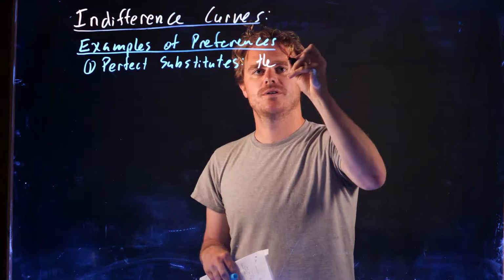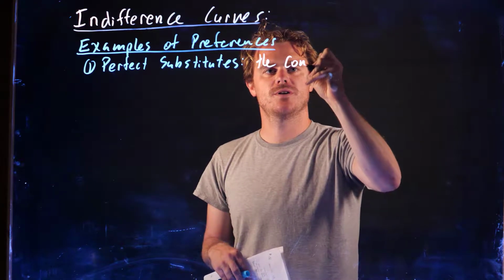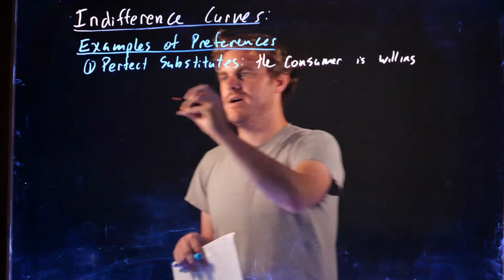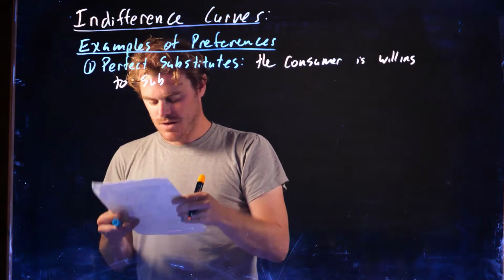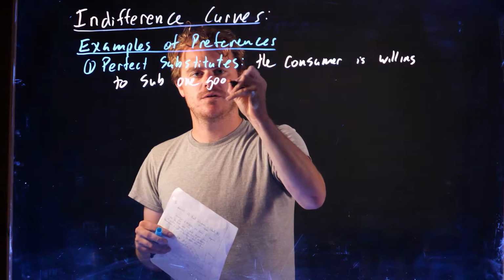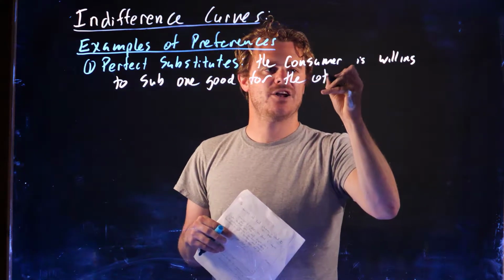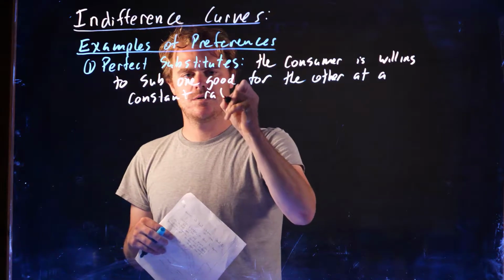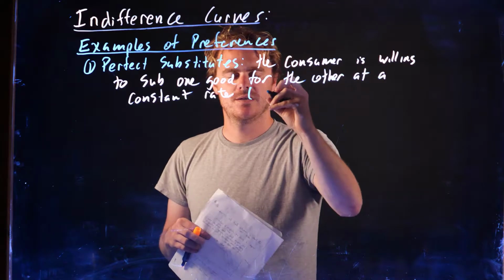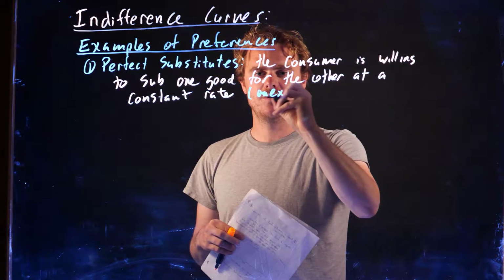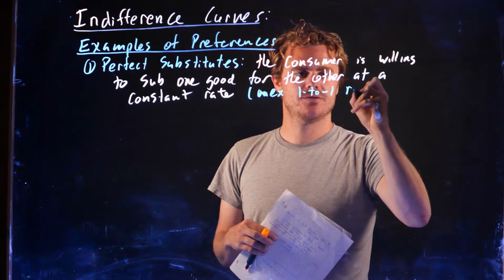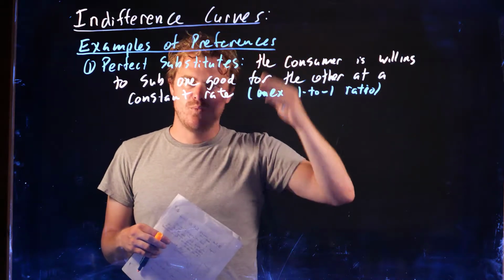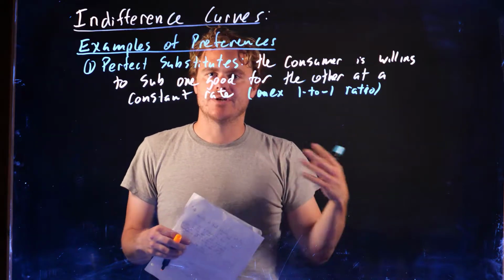So here's the consumer. For these kind of preferences, perfect substitutes, the consumer is willing to substitute one good for the other at a constant rate. The simplest version of this would be a 1-to-1 ratio, or rate. So they're willing to substitute one of good 1 for one of good 2, and they're kind of indifferent towards these two goods.